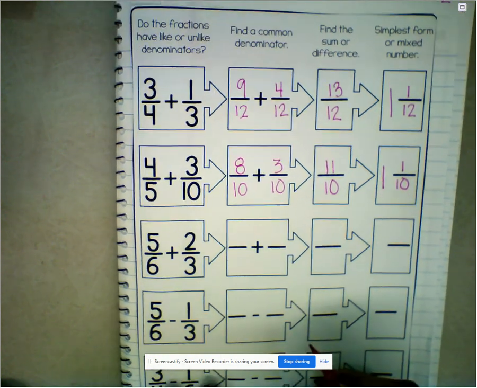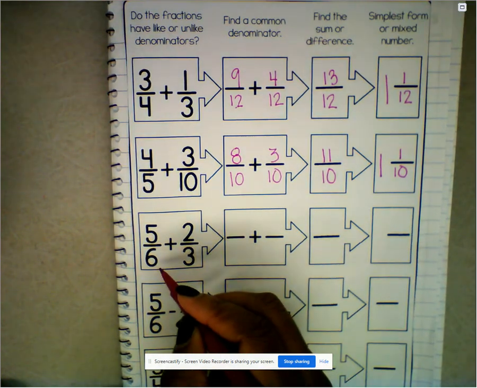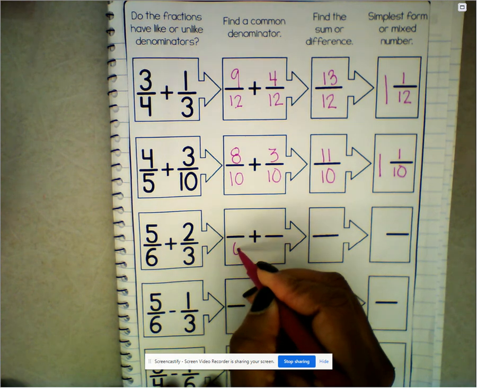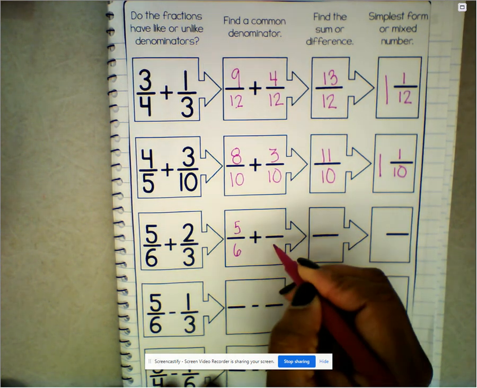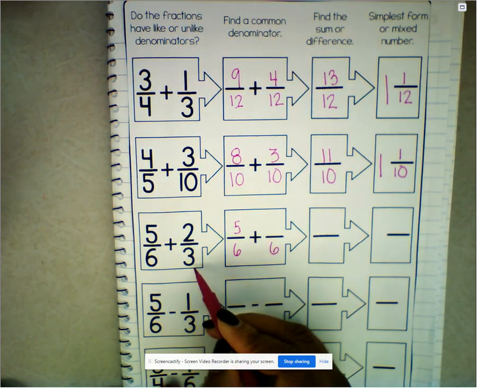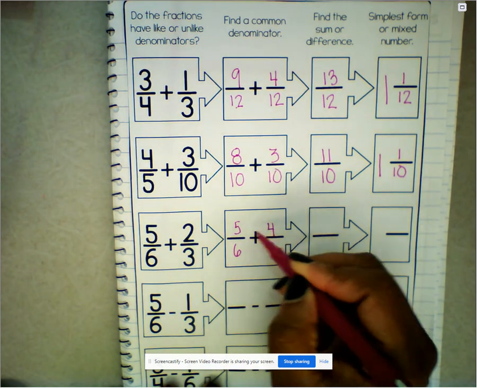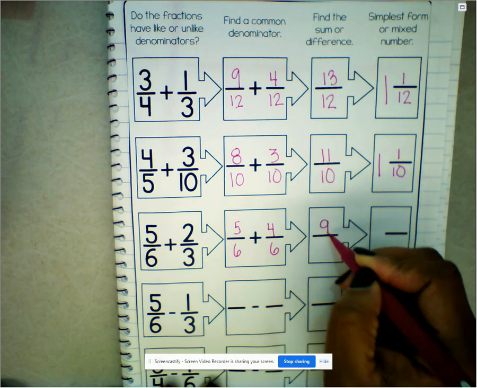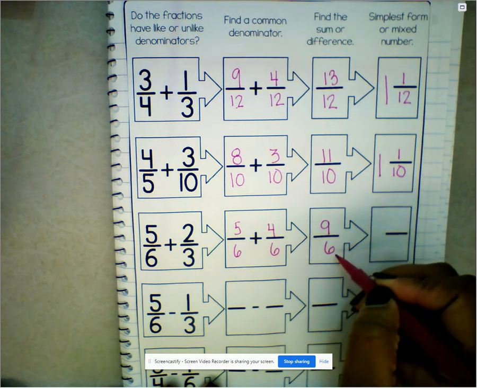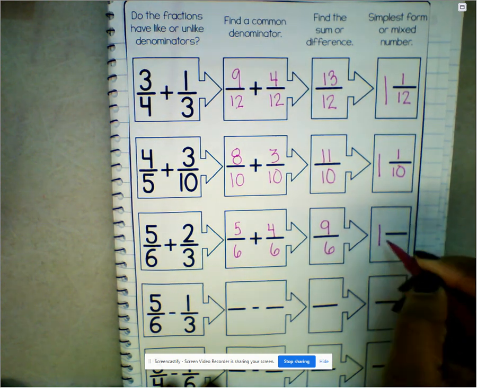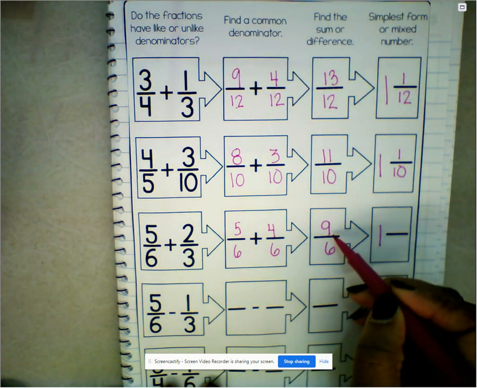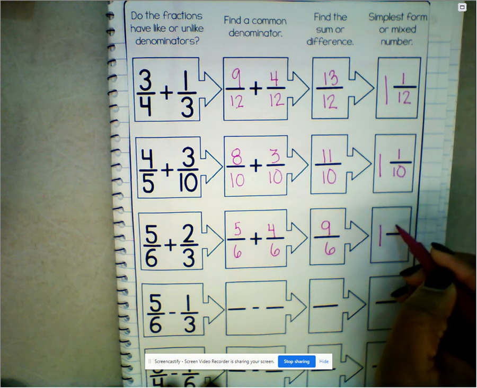Same thing with the next one. Common denominator here would be 6. So this guy gets to stay the same. If I multiply 3 times 2, I get 6. So 2 times 2 gives me 4. 5 plus 4 gives me 9/6. 6 out of 6 would be the whole thing. If I subtract 6 out of 6, I get 1 whole. 9 minus 6 leaves me with 3/6.